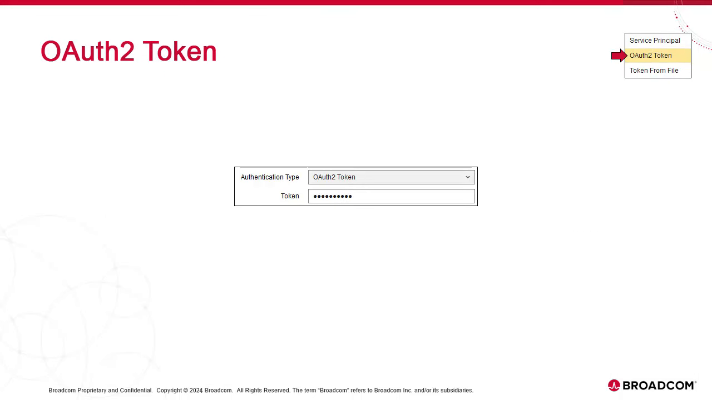Finally, the last method is the OAuth 2 token. This is extremely simple. It's the same method as token from file, except we're not storing the token string in a file. We're just copying it in the string fields.